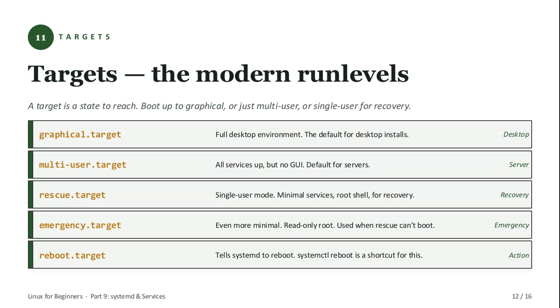Shifting gears a bit. If you've been around Linux for a while, you may remember run levels. Targets are their modern replacement. Named states the system can boot into or switch to on demand. Graphical gives you the full desktop, multi-user is the headless server mode, and rescue or emergency drop you into a minimal shell when things go sideways. Even rebooting is just another target under the hood.